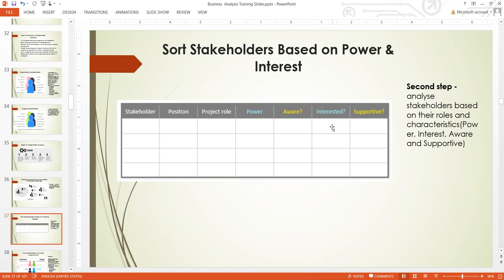If they are supposed to be interested in this plan and they don't show interest, that means they are not supporting you. So you need to write the level of supportiveness. Maybe you've called one or two meetings, they don't turn up without any reason, they don't show interest, and they are not supporting. So you need to list here that they are either supportive or not supportive.